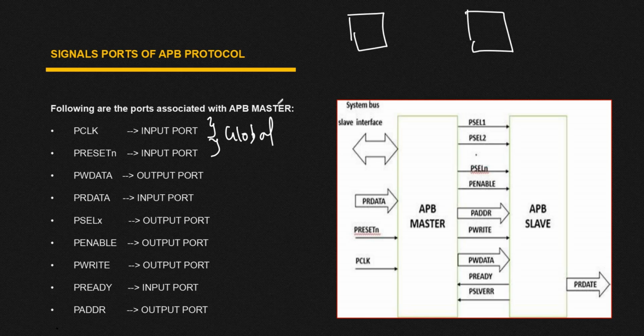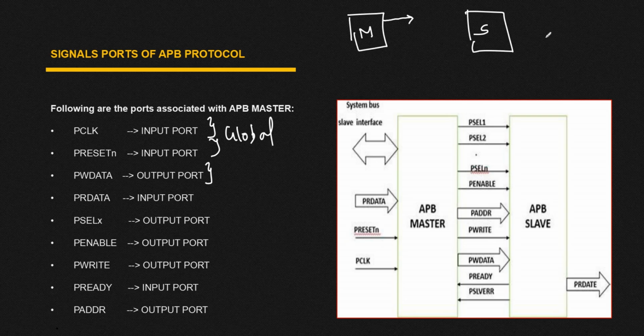Now PWDATA. Suppose this is your master, this is your slave. Here we are passing PWDATA from master to slave. So PWDATA is going out of the master and coming into the slave. Here we are discussing the ports, so PWDATA is an output port for your master and an input port for your slave.